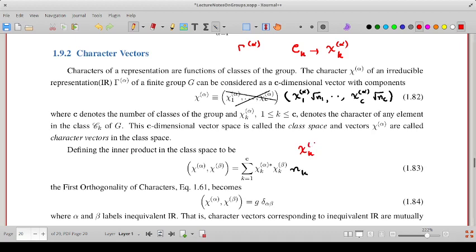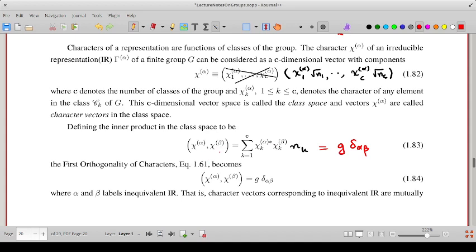So chi k alpha square root of nk star, but since nk and square root of nk are real, we can apply the complex conjugate on chi only, times the one corresponding to this, that will be chi beta k again square root of nk. But square root of nk times square root of nk is nk. So the inner product defined this way would be simply sum over k running from 1 to c chi k alpha star chi k beta times nk. But the first orthogonality relation for classes that we discussed earlier says that this is simply equal to g times delta alpha beta.